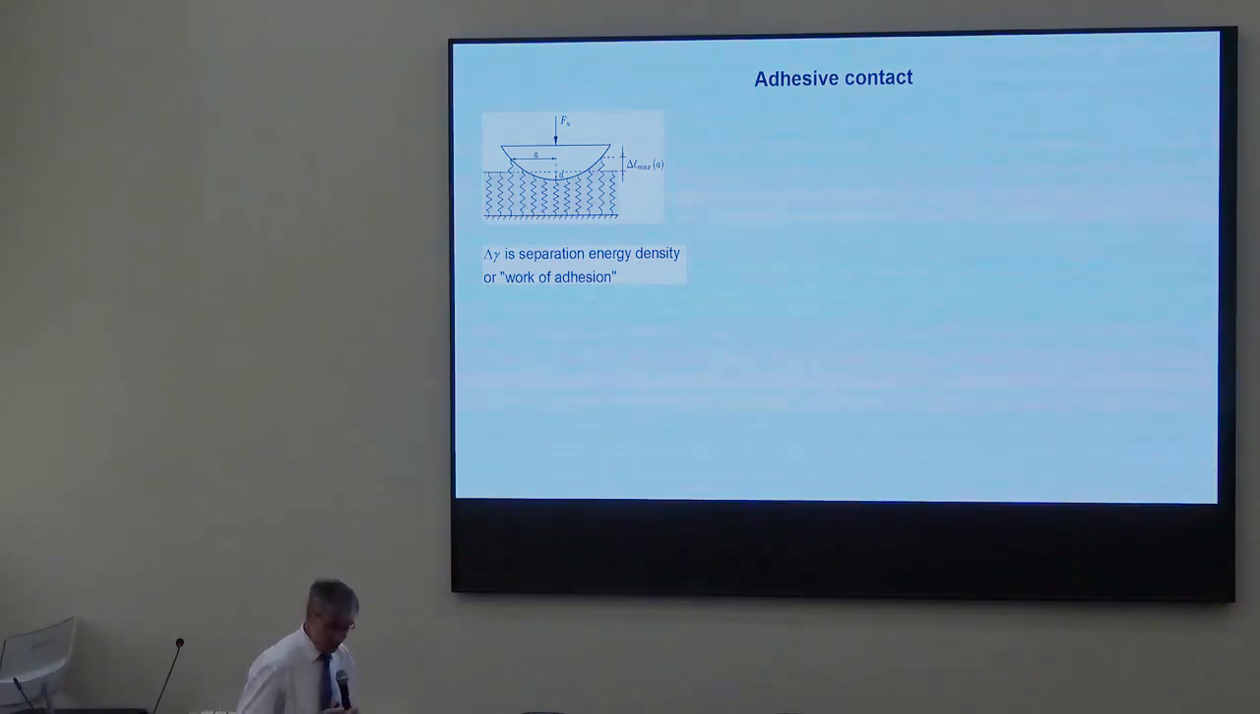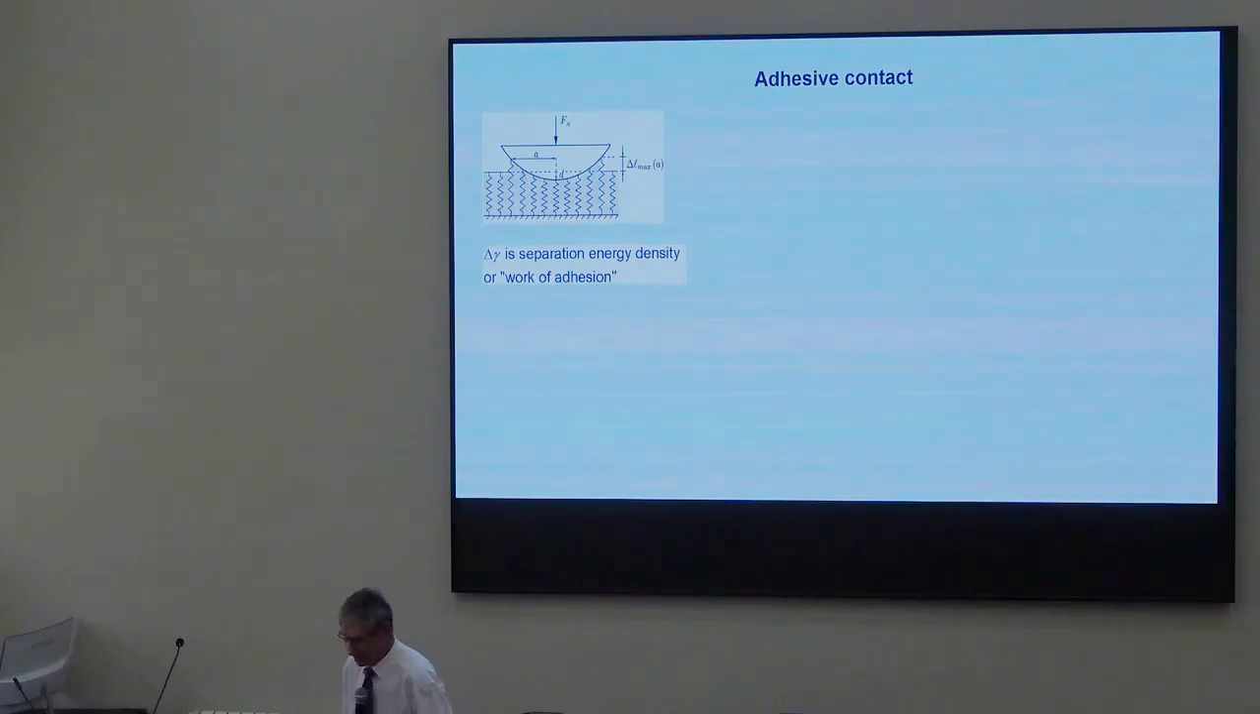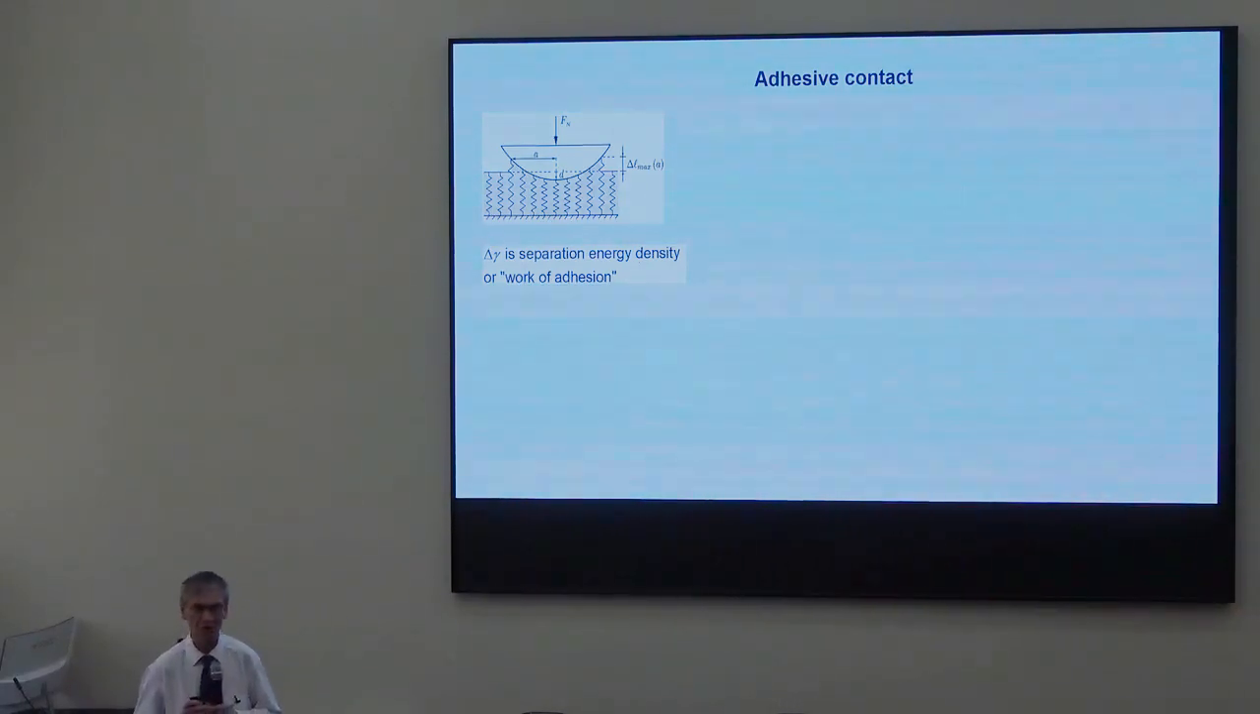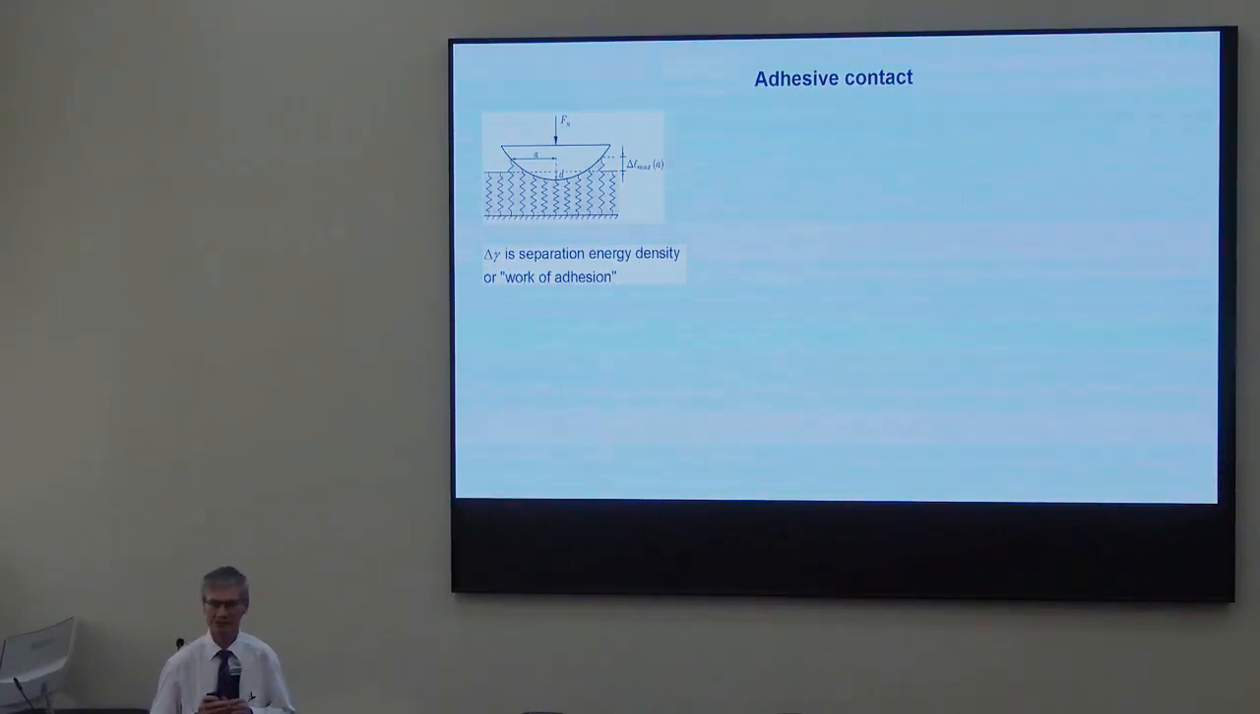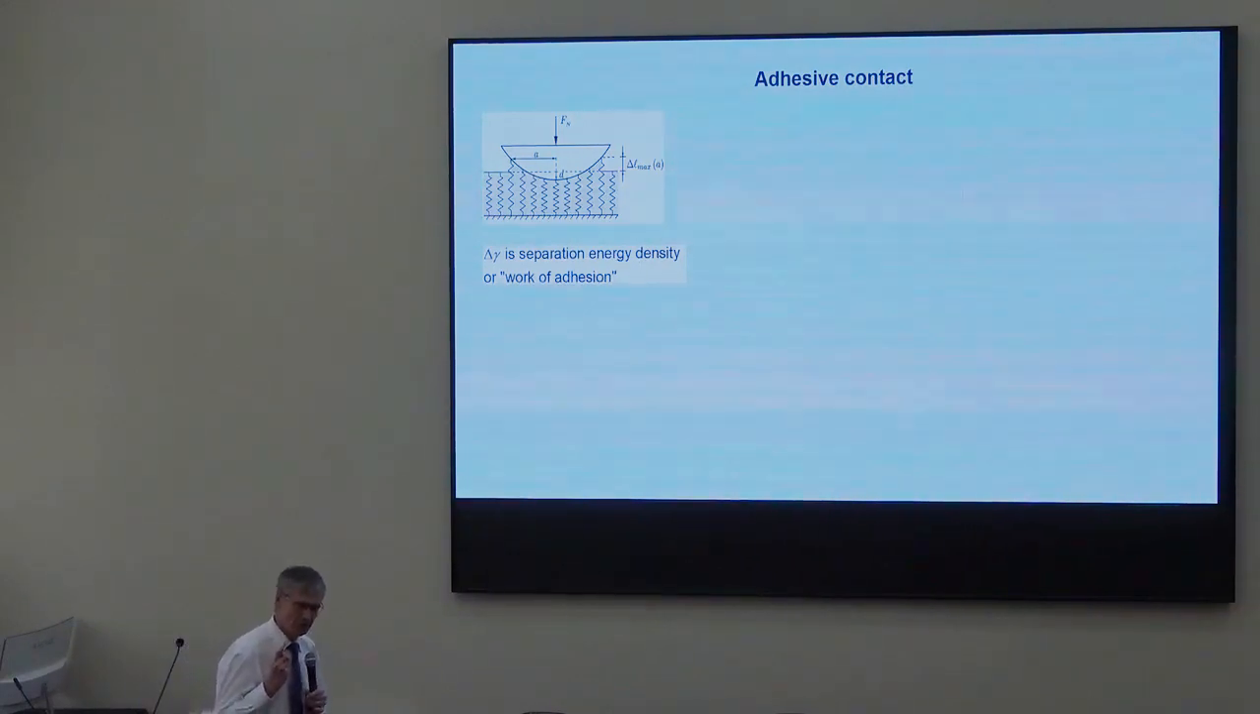Now I would like to tell a couple of words about adhesive contact. The adhesive contact problem for parabolic bodies was solved in 1971 by Johnson, Kendall, and Roberts. Their solution was based on the understanding that the boundary of the adhesive contact is equivalent to the Griffith crack boundary.